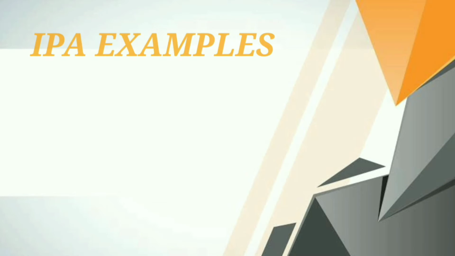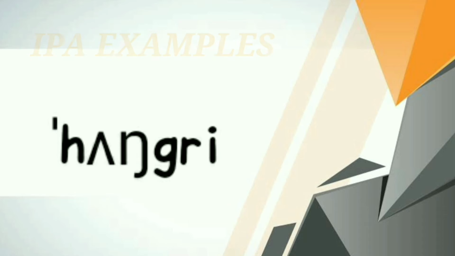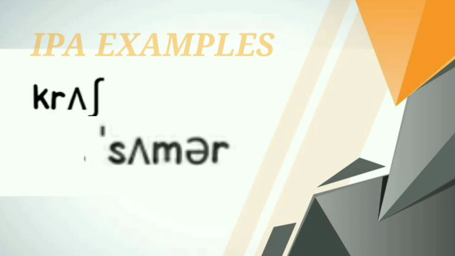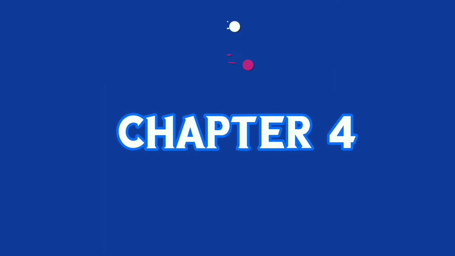In the International Phonetic Alphabet, or IPA, we have five example words here. The word hungry, in IPA, it spells like this. Another one is one, crush, summer, day. In IPA, they spell like this.